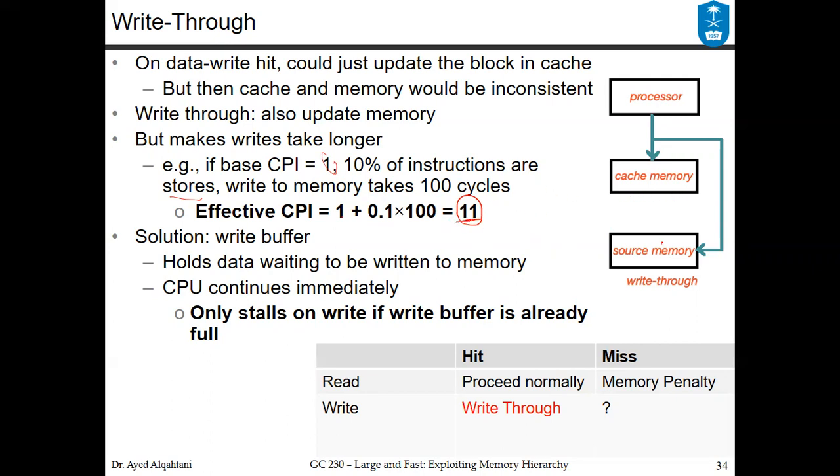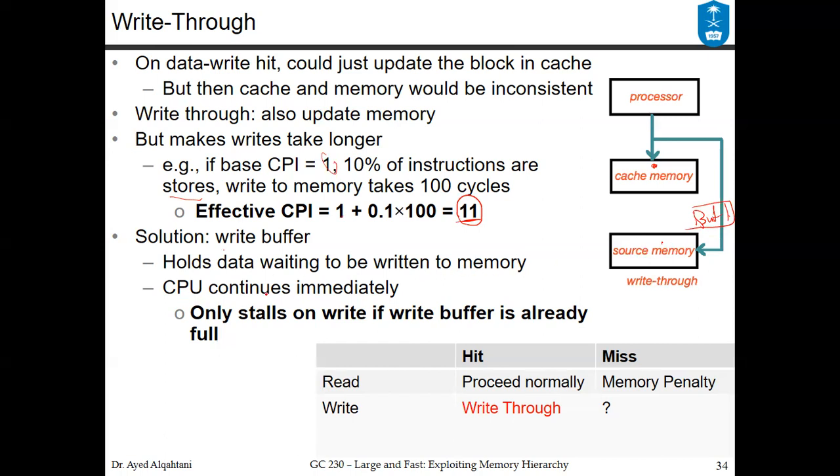So we need to fix this or find out a solution for the write through. The solution is you use the write buffer. So you hold the data waiting to be written to memory and don't wait. Whenever you write something in the cache memory, you write through to the source, the main memory, but you write it into a buffer. Once you write it into the buffer it is quick. You go back and continue the processor tasks, and the buffer will slowly write it into the source memory.